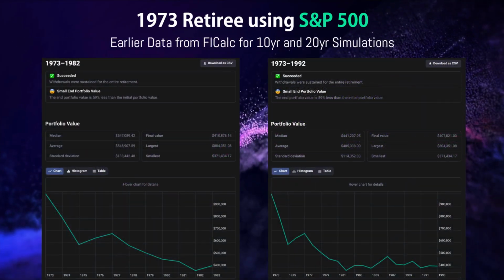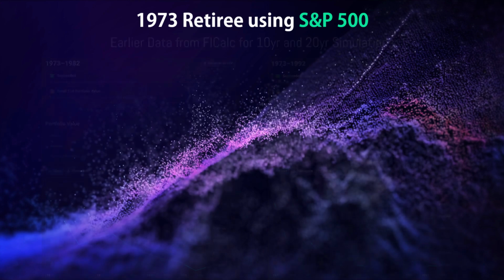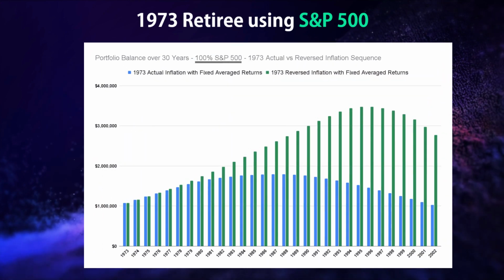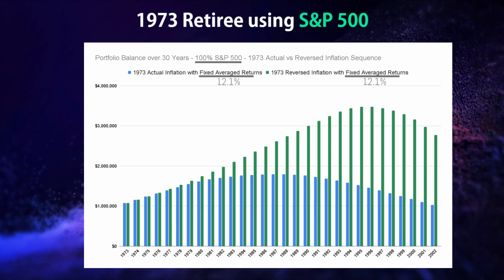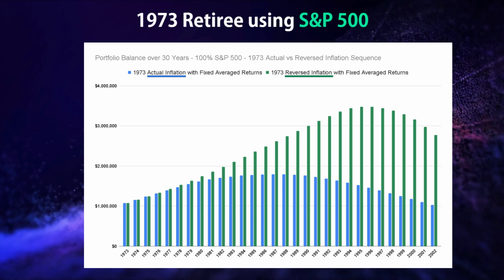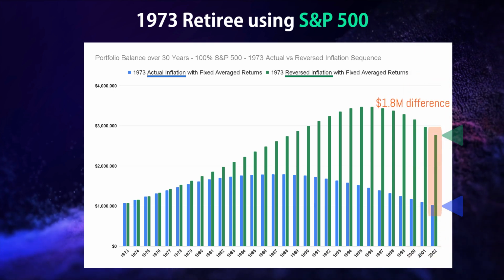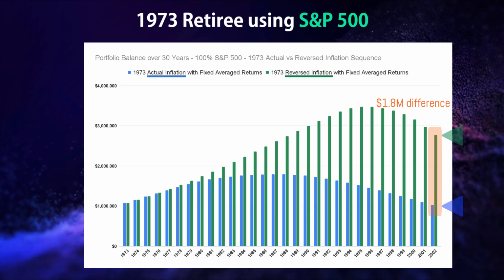To illustrate this, let's look at an example using data from 1973, a period of notably high inflation. I used a 100% equity portfolio invested in the S&P 500 with a fixed average return of 12.1% to isolate the impact of inflation. Comparing the actual inflation sequence to a reversed sequence over a 30-year retirement, the results were striking. The actual inflation sequence resulted in a final portfolio balance that was 63% lower than the reversed inflation sequence. We're talking about a $1.8 million difference. The actual sequence ended with $1 million, while the reversed sequence had $2.8 million.